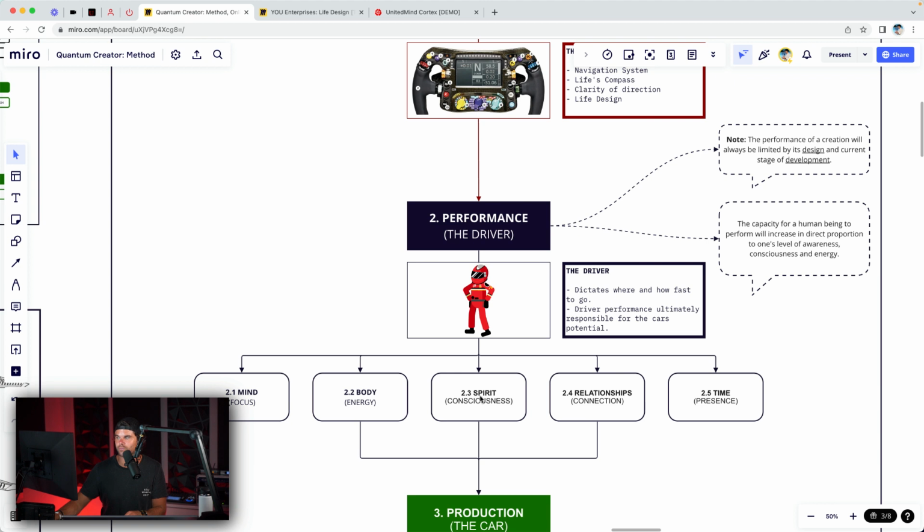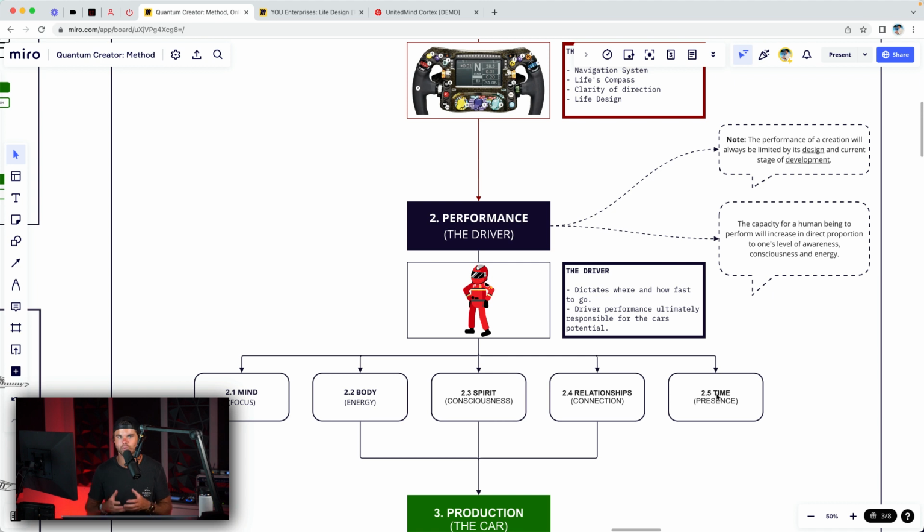Number 3 is your spiritual development. This is about mastering your consciousness on a spiritual level, connecting with your soul, your higher self, understanding how you're connected within this universe at large. Then number 2.4 is your relationships. This is about how you interrelate and connect with other people. And then 2.5 is time.